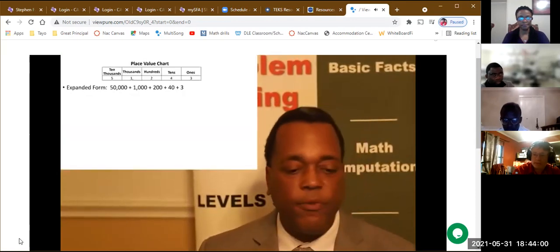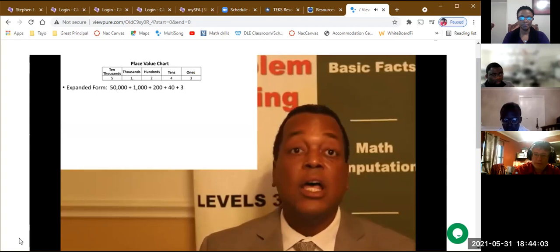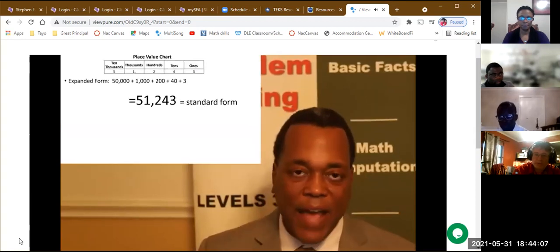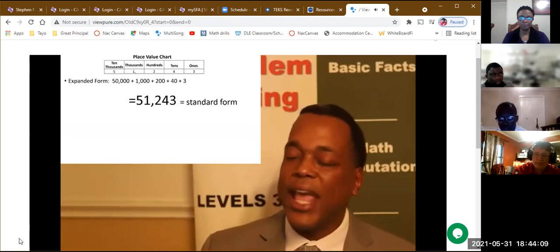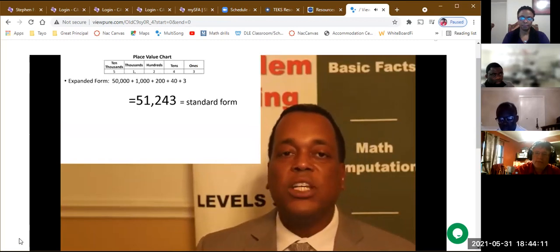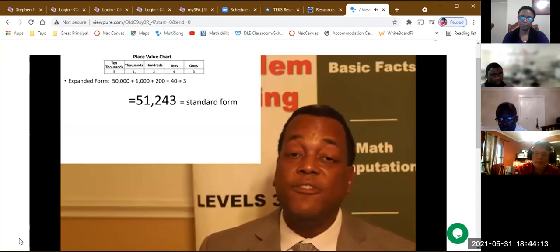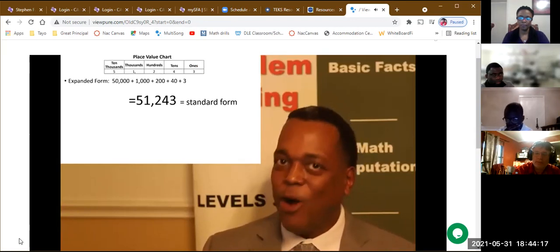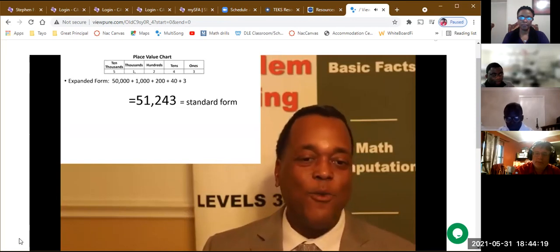Now I'm going to introduce you to expanded form. You've seen expanded form before in second grade and first grade, but expanded form means to add the values. You add the values to come up with a standard number, which is the number that I have created, 51,243, when you add up all the values using the expanded form.